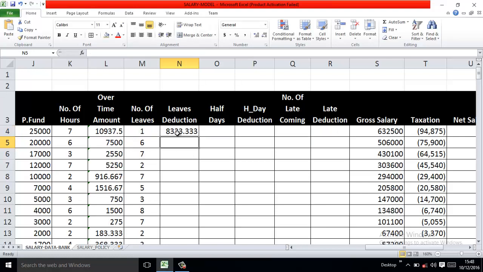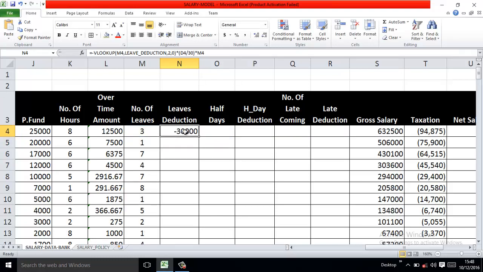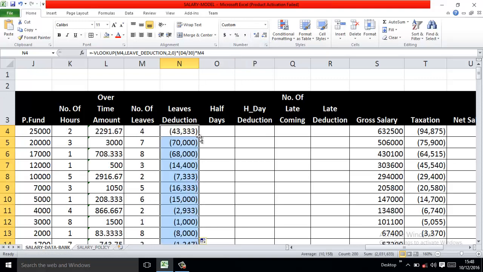So getting this one, usually we show the deduction in parentheses in the accounting or finance format. So I have to apply negation here and then click on the comma style for the accounting representation. So I'm getting it here.